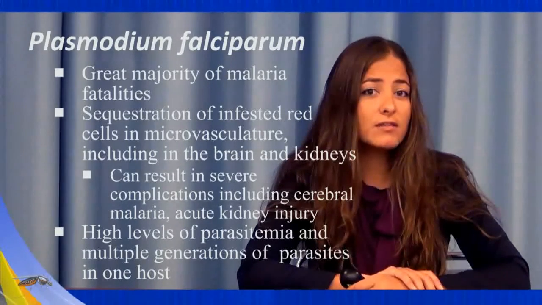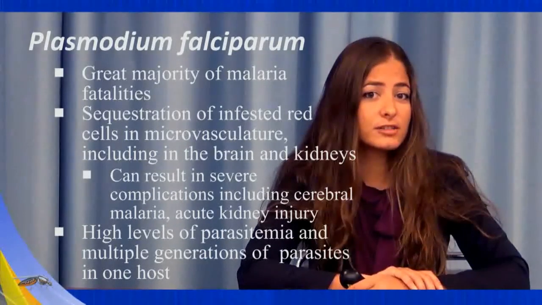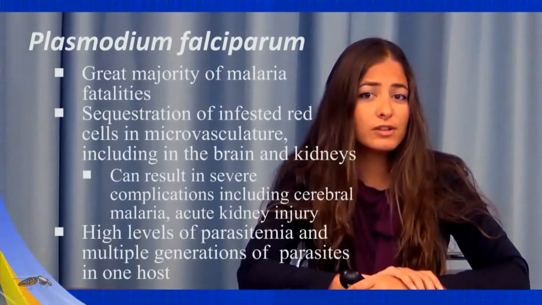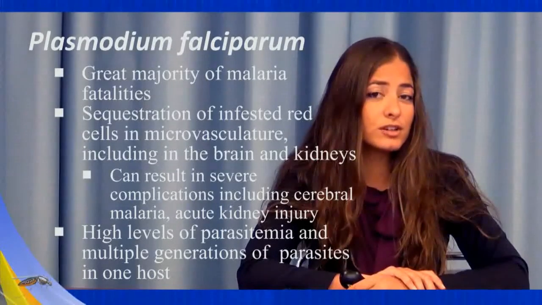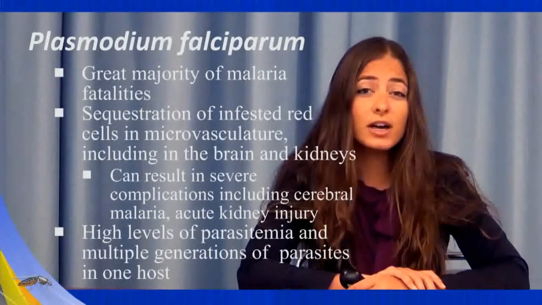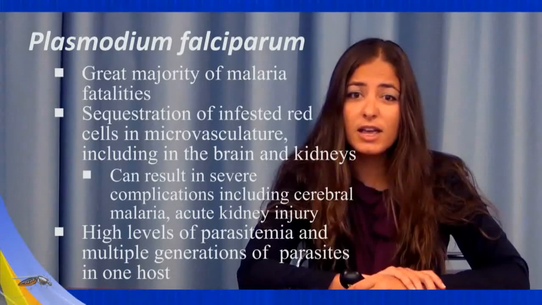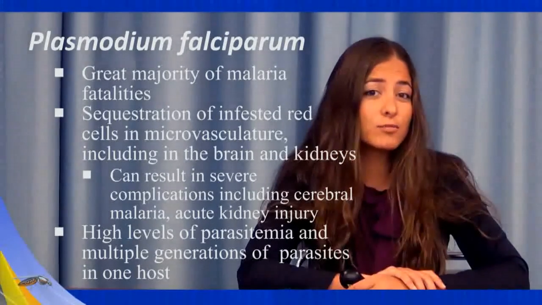P. falciparum may invade erythrocytes of all ages. Its reproduction is very rapid, and one host can simultaneously have more than one generation of plasmodia, leading to very high levels of parasitemia and alterations in the classic fever pattern.